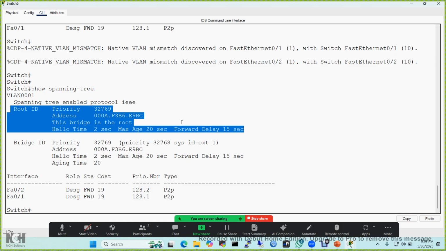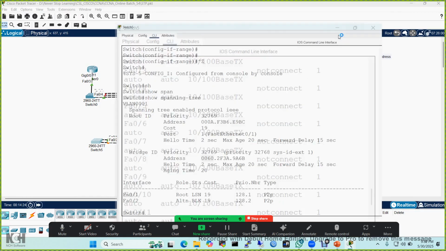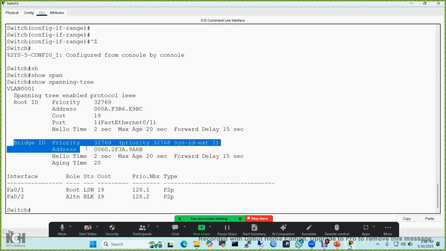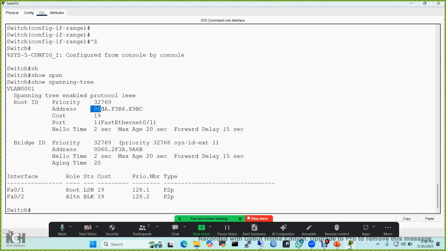Okay. I am going to that switch again, the left switch. Here you can check. Look here. This is this switch's bridge ID: first the priority number and MAC address. And here is the root information of these two switches. The root switch has the MAC address of 000A, isn't it?